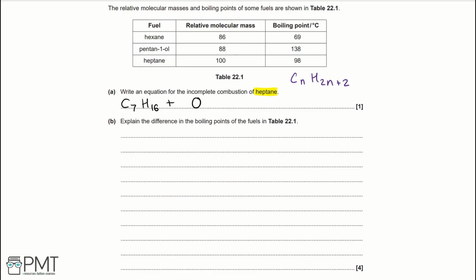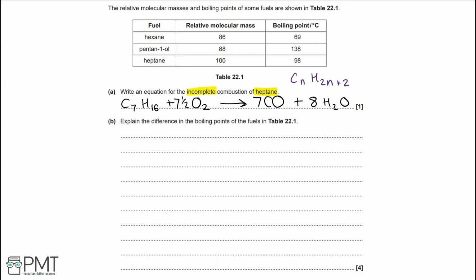Combustion means a reaction with oxygen, and it's incomplete combustion, which means that we produce carbon monoxide and not carbon dioxide. Carbon dioxide is complete combustion. But we also produce water. So now we need to balance the equation. We need 7 carbon monoxides because we have 7 carbons. And then we need 8 waters because we've got 16 hydrogens. And then balancing the oxygens, we need 7.5. To get the mark for this question, you must have the full equation correct for the incomplete combustion of heptane.